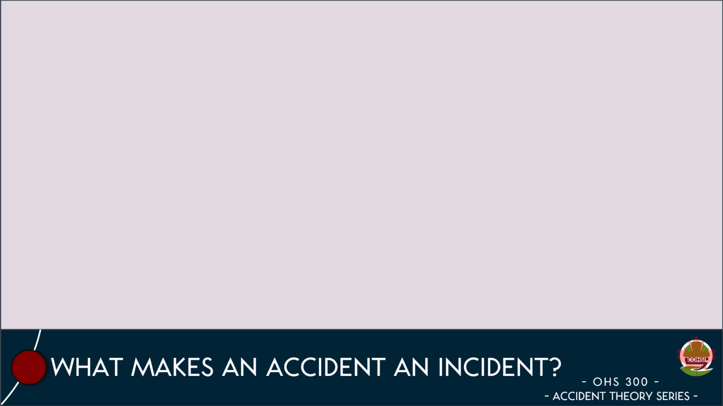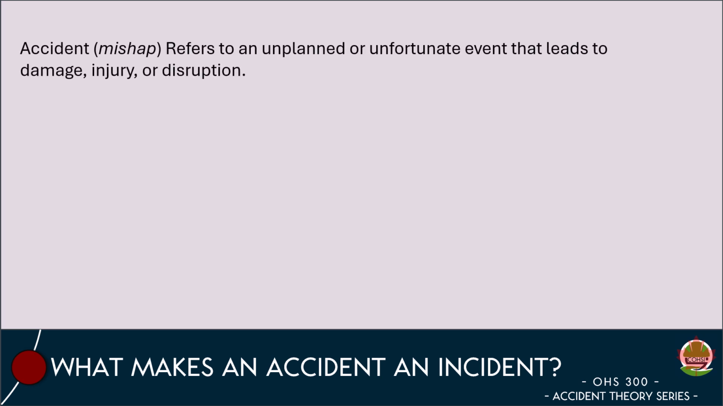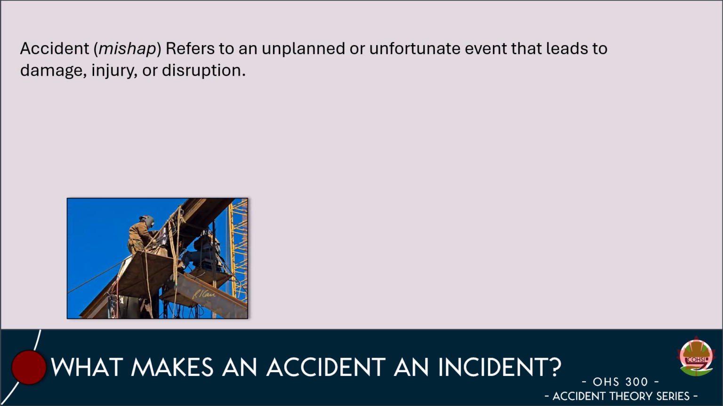When the word accident is used in a professional context, it typically aligns with one of two definitions. Accident, mishap. This refers to an unplanned or unfortunate event that leads to damage, injury, or disruption. For example, a worker on a construction site might drop a heavy tool from a scaffold, which accidentally strikes a piece of equipment below, causing damage. While the event was unintentional, it directly resulted in property damage and disrupted the workflow.